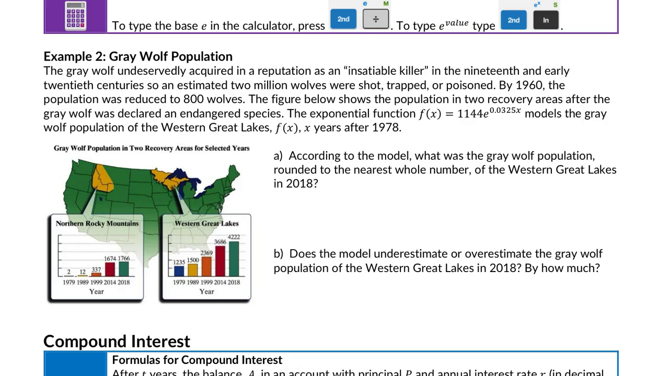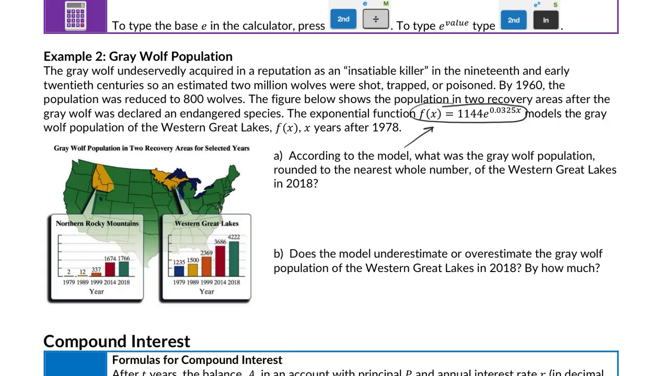We also have an exponential function, 1,144 times e to the 0.0325x, that models the gray wolf population in this Western Great Lakes area for a certain number of years after 1978. So the question that we have here is, according to the model, and when we're talking about a model, we're talking about the formula, what was the gray wolf population, rounded to the nearest whole number, of the Western Great Lakes in 2018?